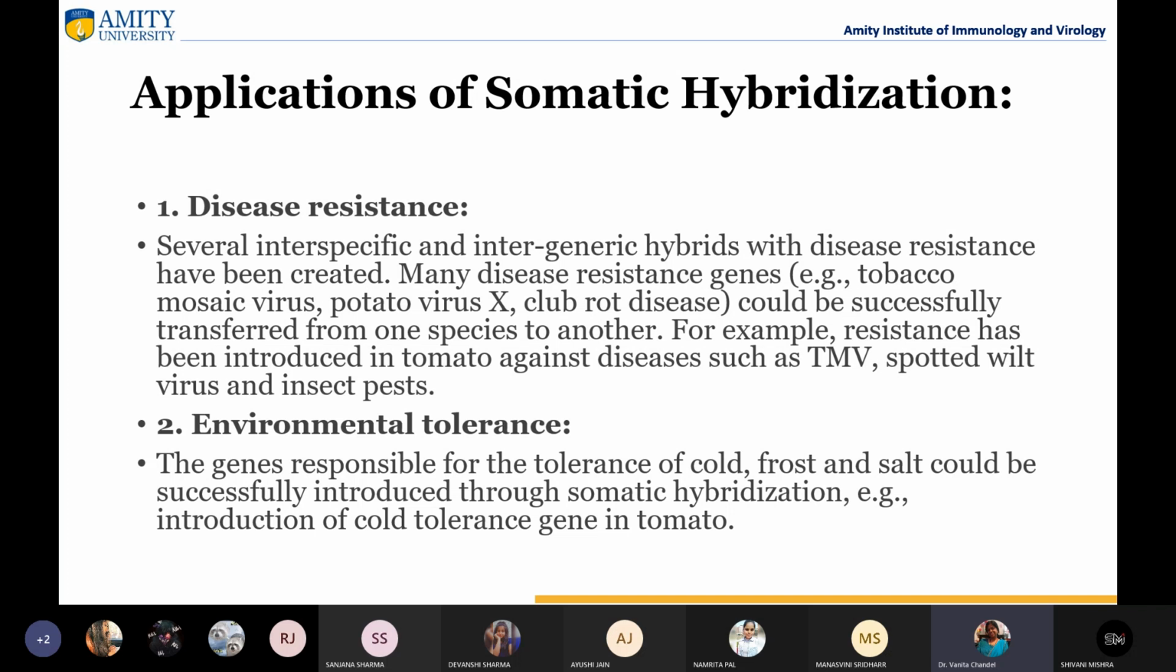Then environmental tolerance: the genes responsible for tolerance of cold, frost, and salt could also be successfully introduced through somatic hybridization. For example, introduction of a cold tolerance gene in tomato has been done.